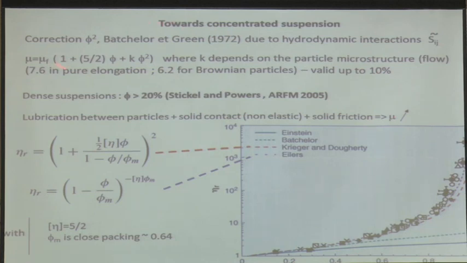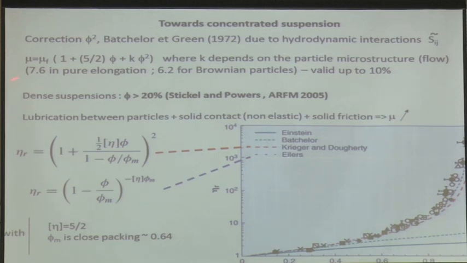You can use that law up to 10%. It is quite valid. But now if you move to real applications, because in many applications you have 30%, 40%, maybe 50% concentrations of particles, so you need to know what is the evolution of the viscosity of the suspension when you increase the concentration above 10%. And then there is no more any theoretical prediction.